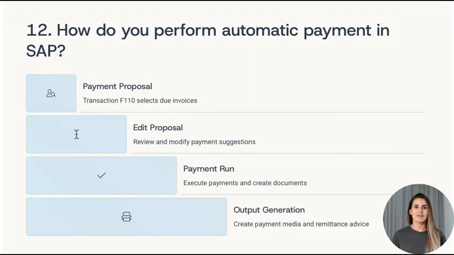12. How do you perform automatic payment in SAP? We use transaction F110 to execute the automatic payment program. It selects due vendor invoices and processes payments based on defined parameters like payment methods, company codes, and vendor accounts. It can generate payment files or print checks automatically.